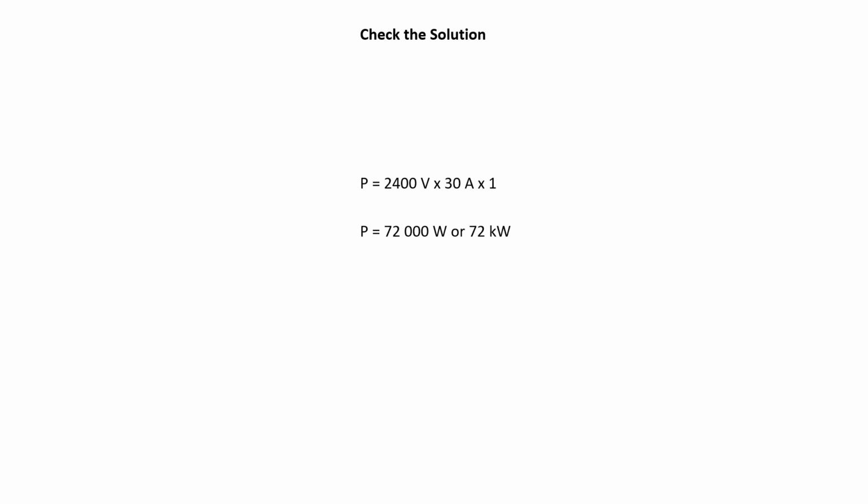To double-check our work, we should use the power factor formula identified in the introduction. Taking the true power of 62,352 divided by the apparent power of 72,000 watts, we find a power factor of 0.866. This matches the power factor calculated from the electrical angle.